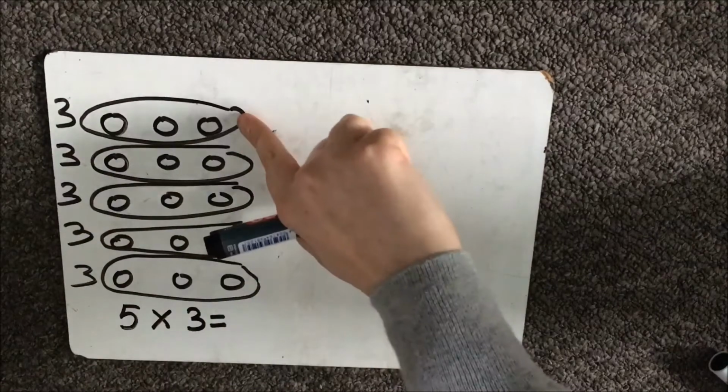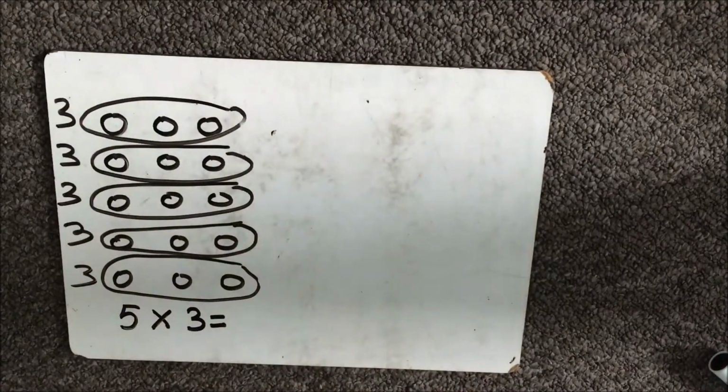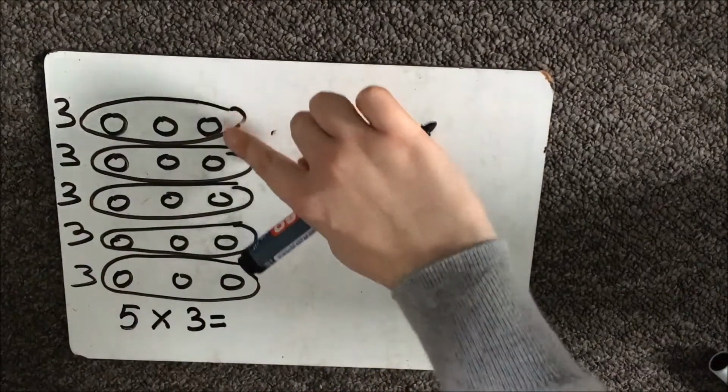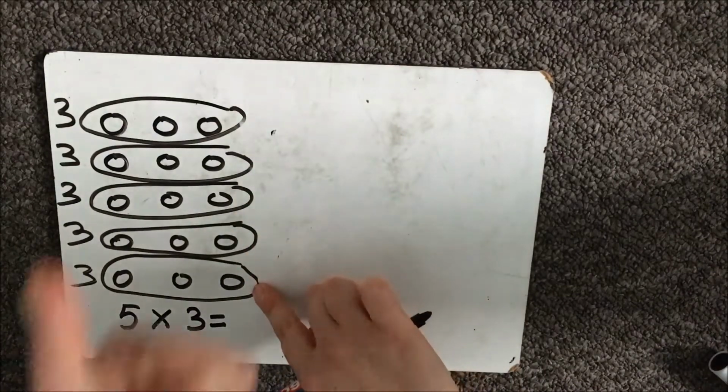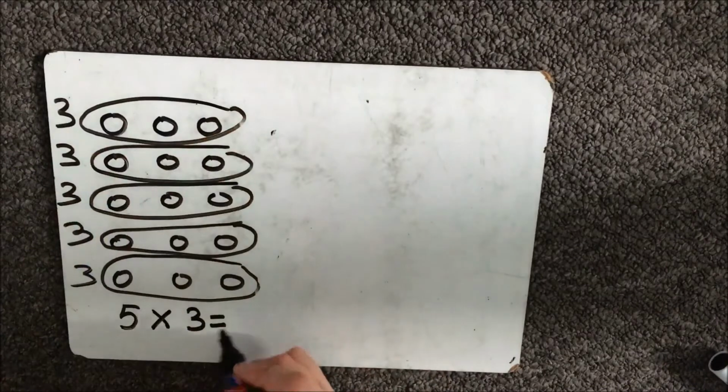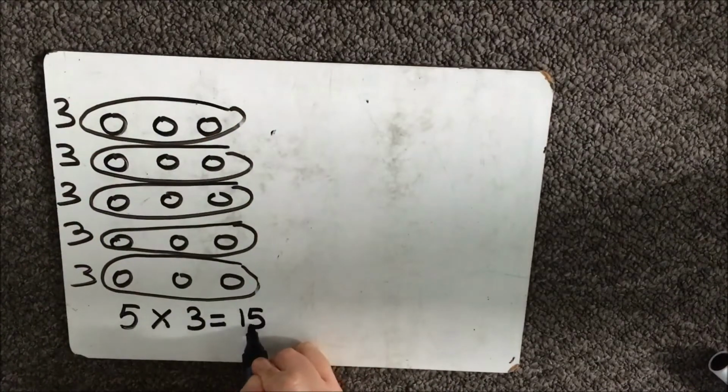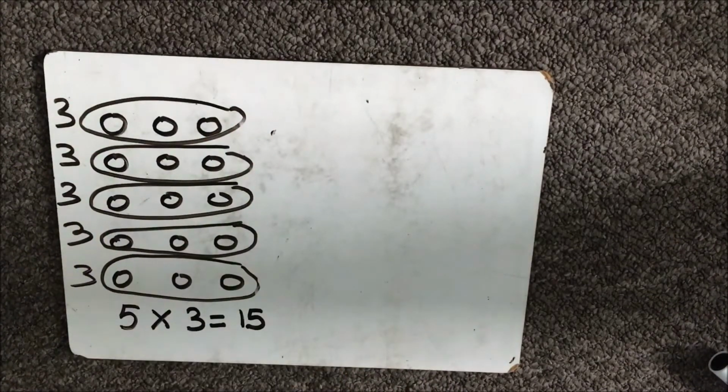What do we need to count in because it's the same every time? We're going to count in 3s. Ready? 3, 6, 9, 12, 15. Okay, so I've got 15 cupcakes. How else could I have done that?